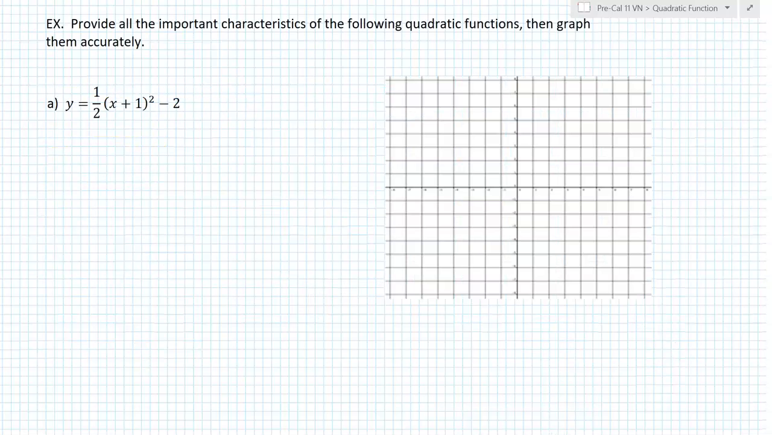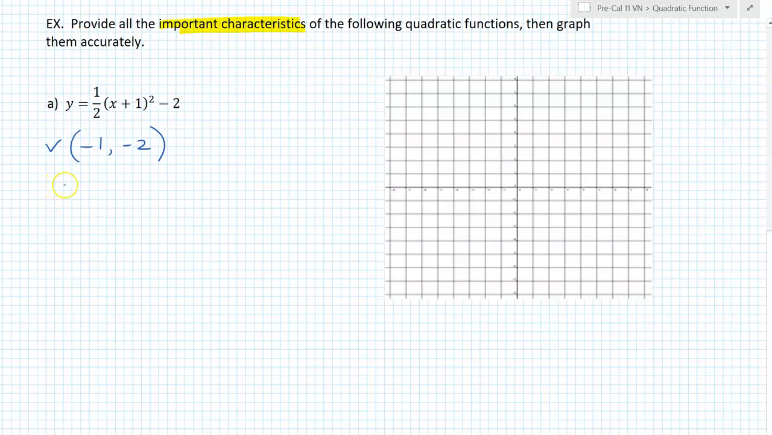Now let's go ahead and look at a couple of examples. Okay, so we have this example here. The equation is given to you, and we need to write up all the important characteristics of the quadratic function, the same thing as we just did. So we're going to go through and do that. So vertex, what is the vertex? The vertex is (-1, -2). That's the vertex. We already know that. We can read it off. What else do we know?